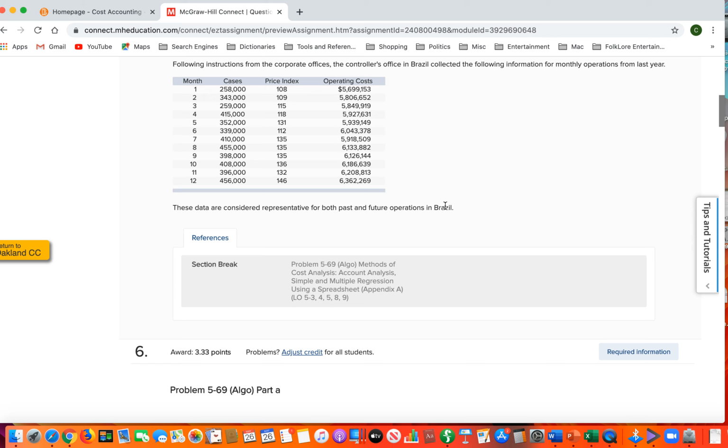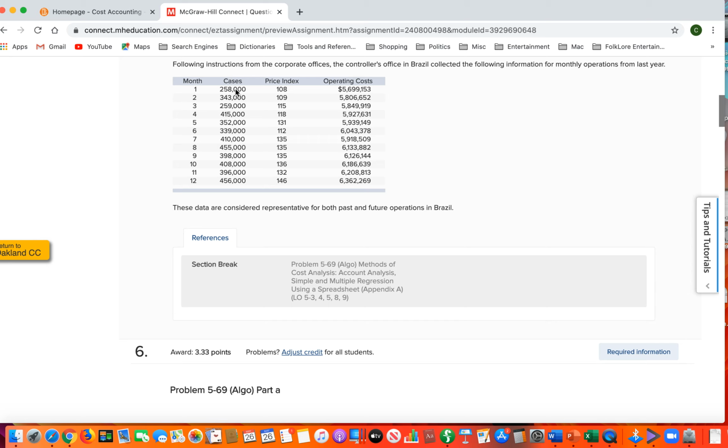So what you do is you take the highest cost, 6,362,269, minus 5,699,153, divided by 456,000 minus 258,000. When you finish the math, you're going to come up with 3.34907. I took it out to 5 decimal places. Two would be fine. We'll round it off, so it would be 3.35. But I took it to 3.34907 per case.